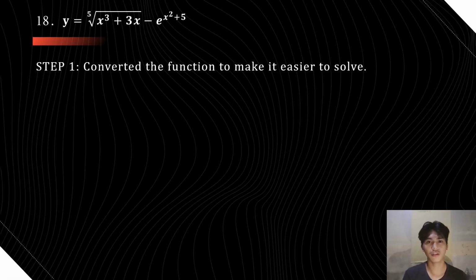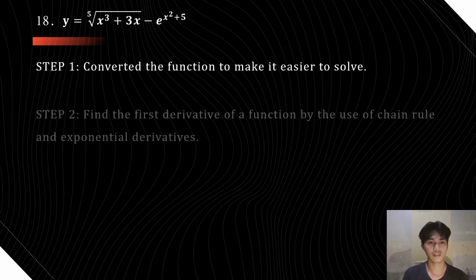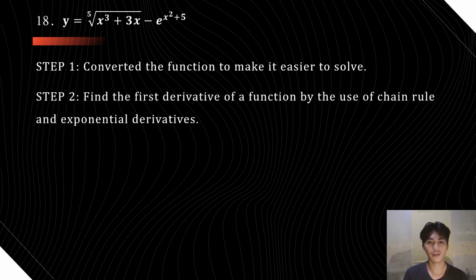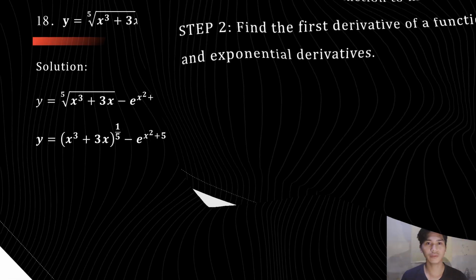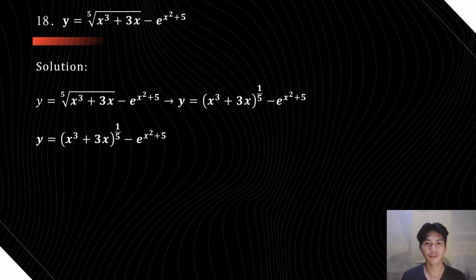Then proceed to our next step, which is step 2. Find the first derivative of a function by the use of chain rule and exponential derivatives. So, by the use of the chain rule and exponential rule, we can find the first derivative.